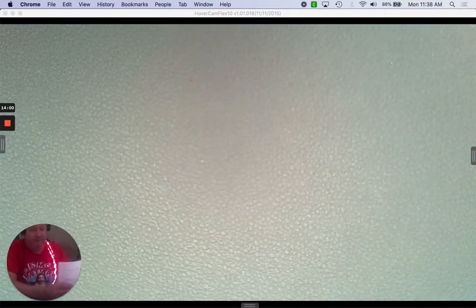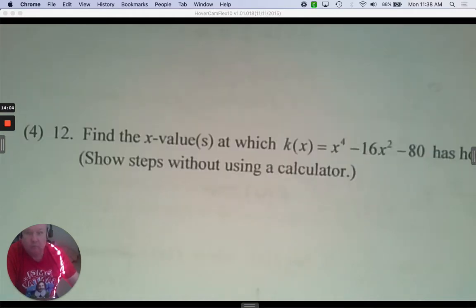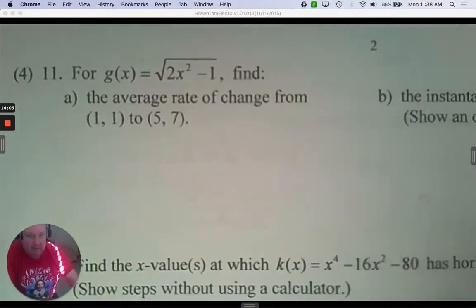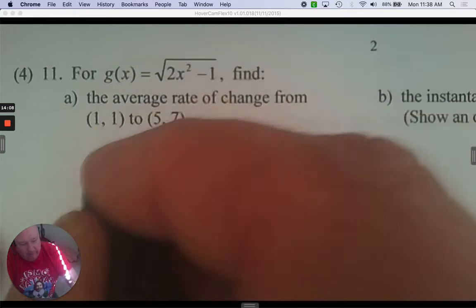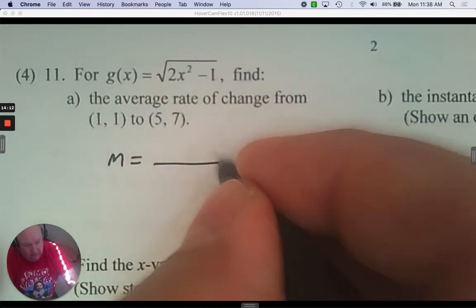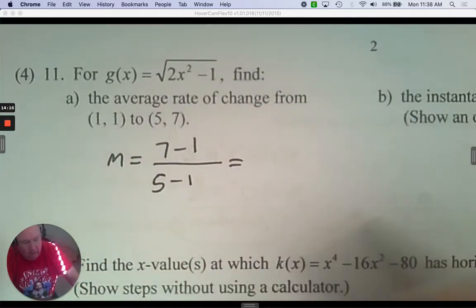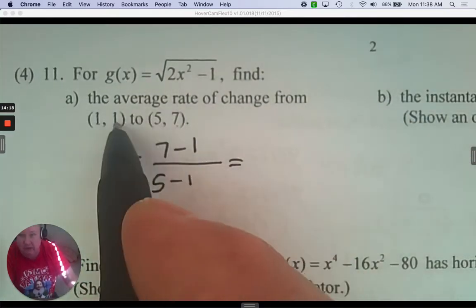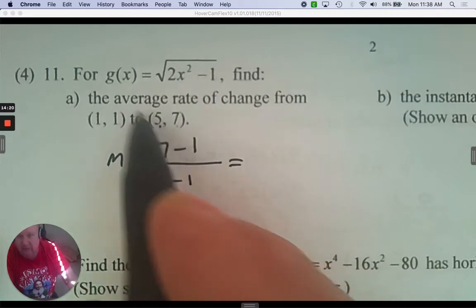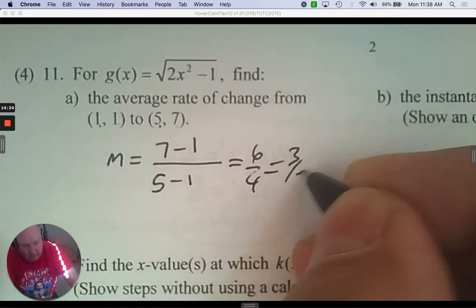Number 11. There's number 11. Find the average rate of change. That's just the slope between 2 points. So in this case, it would be 7 take away 1 and 5 take away 1. So in other words, y2 minus y1 over x2 minus x1. That's 6 over 4 or 3 over 2.